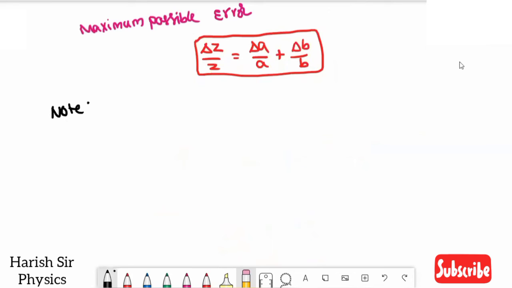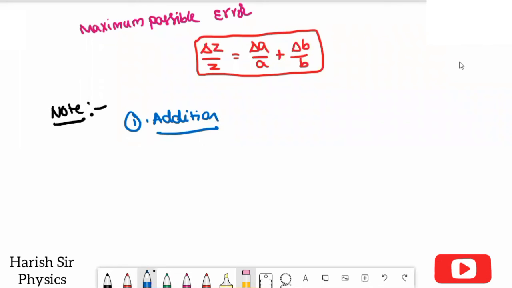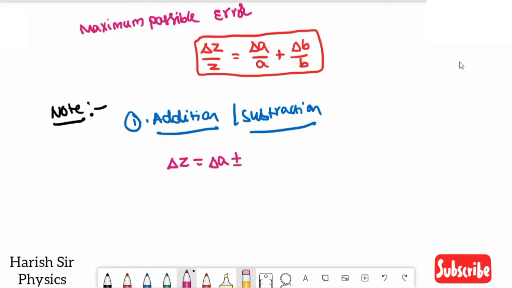Note: this is the point you can take in the objective. The final conclusion: if you take addition or subtraction, the maximum possible error delta z is equal to delta a plus delta b. Here minus we should not take.